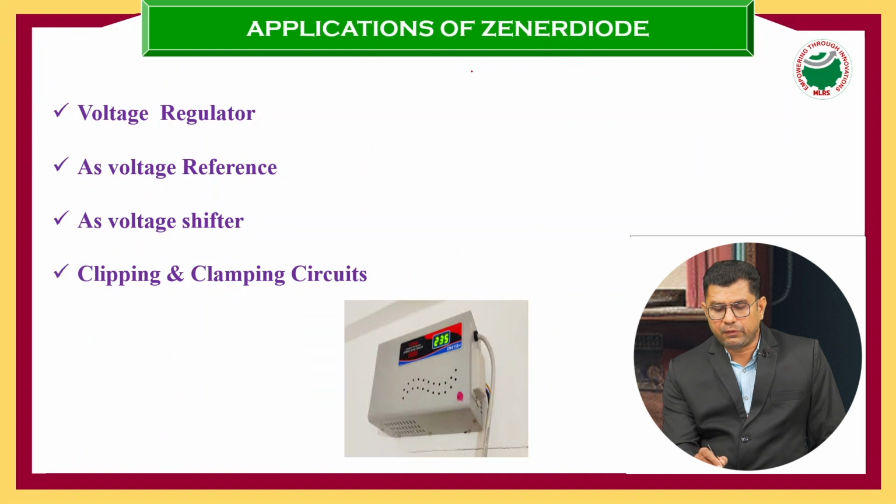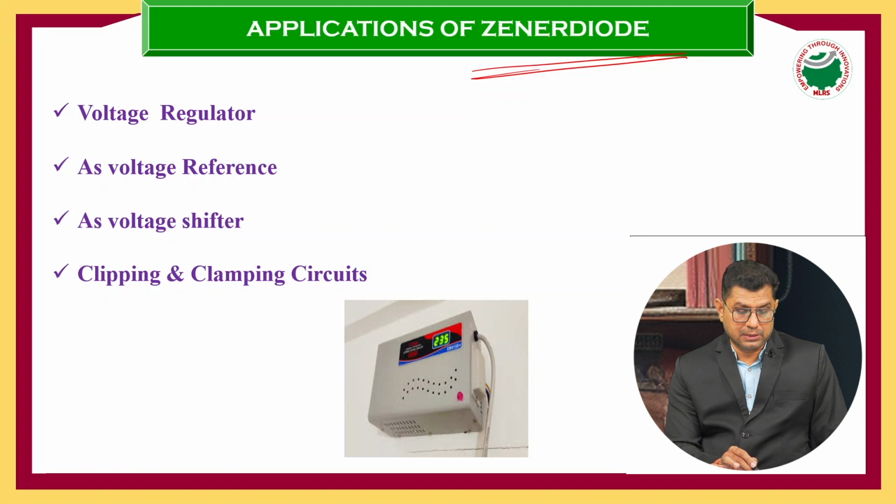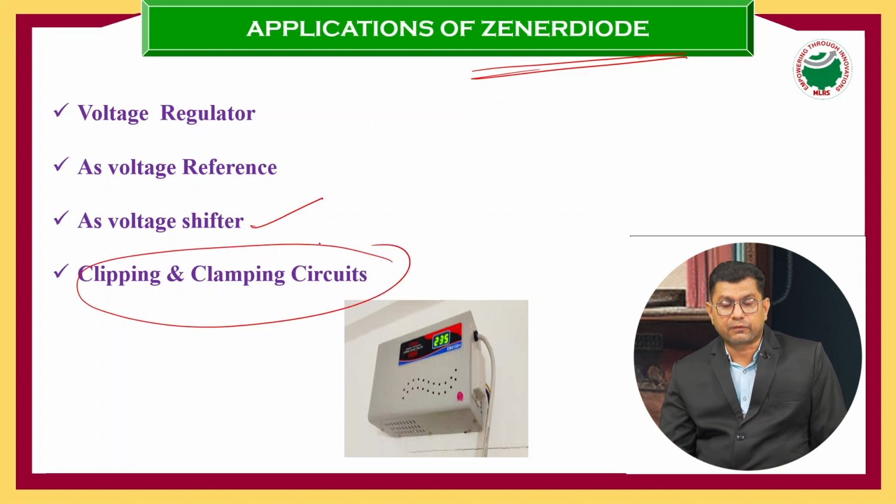So where will we use the Zener diode? A Zener diode can be used as a voltage regulator, and we can use it as a voltage reference. It is also used as a shunt regulator, as a voltage shifter, and in clipping and clamping circuits. This is where you can see one regulator in our daily life, for AC. In this also, we are using the Zener diode as the application.